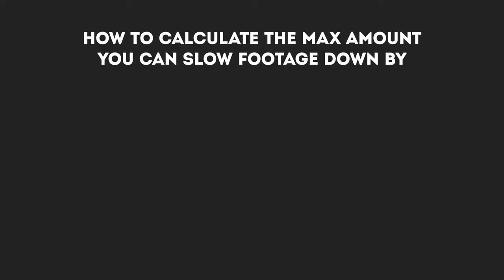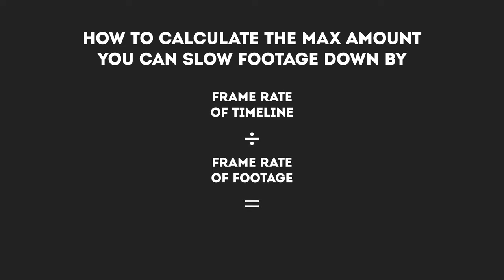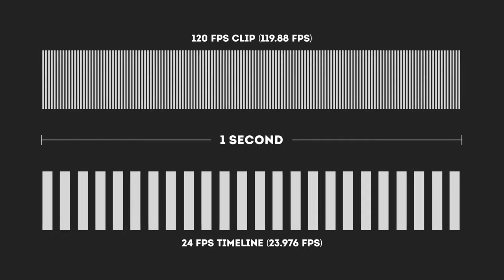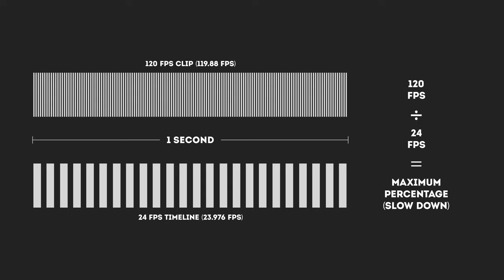I hope that makes sense, but you can calculate the maximum amount you can slow footage down by using this simple formula: the frame rate of your project divided by the frame rate of your clip, and that will give you the maximum percentage. Now, it's an easy calculation to do, you probably don't need a formula, but it does help when you're working with certain other frame rates. Let's say I have footage that's shot at 120 frames per second that appears as 119.88 frames in Final Cut Pro, and I want to put that footage on a 23.976 frames per second timeline. I can slow the clip down by a maximum of 20% without dropping any frames.